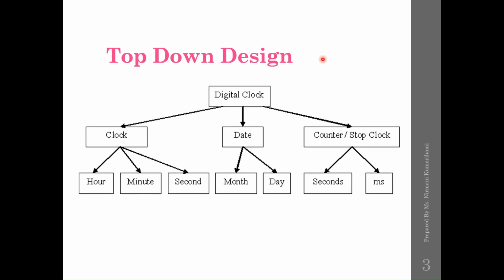Top-down design. Top-down design means that a system can be divided into manageable subparts. That is known as top-down design. Look at this top-down design example. If we consider a digital clock, first of all, it can be divided into three main parts: clock, date, and count or stop clock. Then these submodules can be divided further. Clock can be divided into hours, minutes, and seconds. Date can be divided into month and day. Count or stop clock can be divided into seconds and milliseconds.